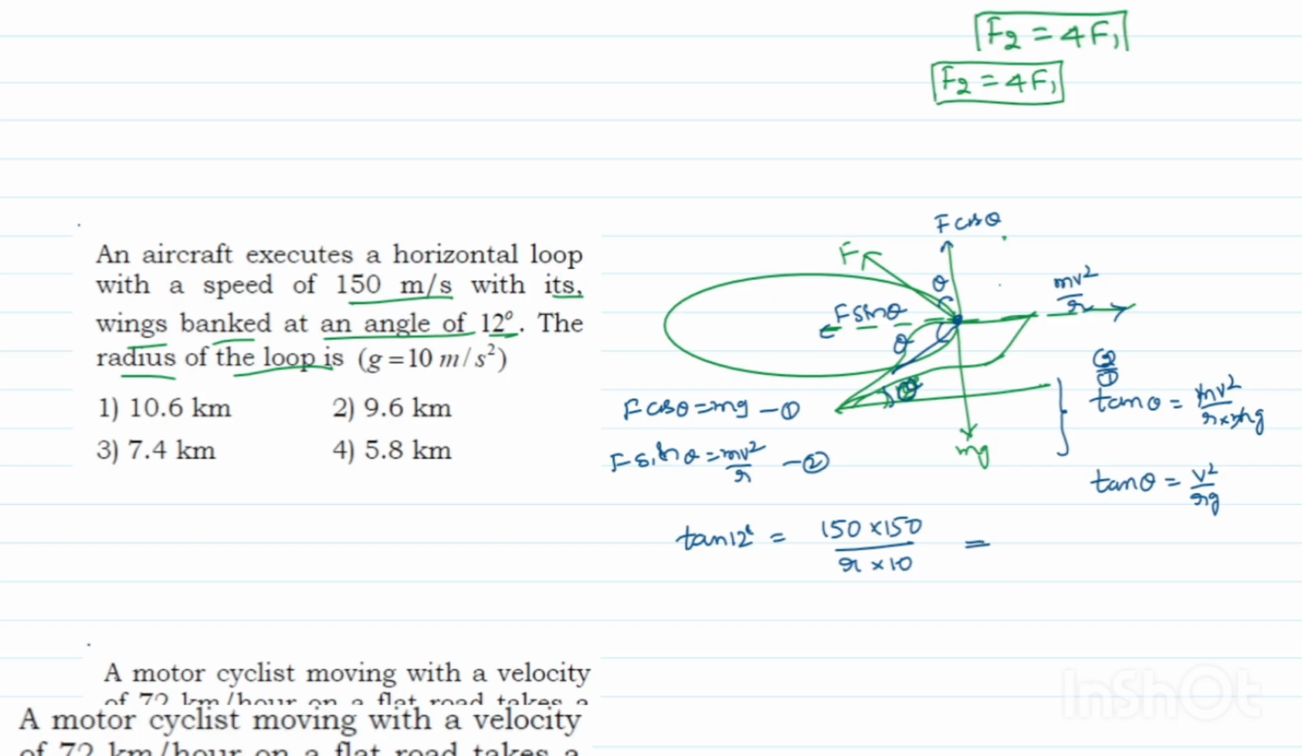So when you are simplifying this value, tan 12 degrees nearly will be 0.212. These values they can give you in the examination time. So tan 12 degrees approximately is 0.212 when you are substituting these values. So the radius of the loop will be nearly 10,613 meters, that you need to convert into kilometers, nearly 10.6 kilometers. So 10.6 kilometer is the correct answer.